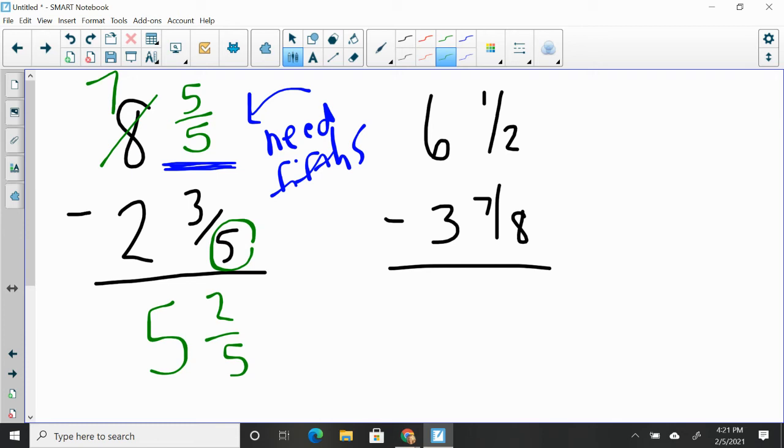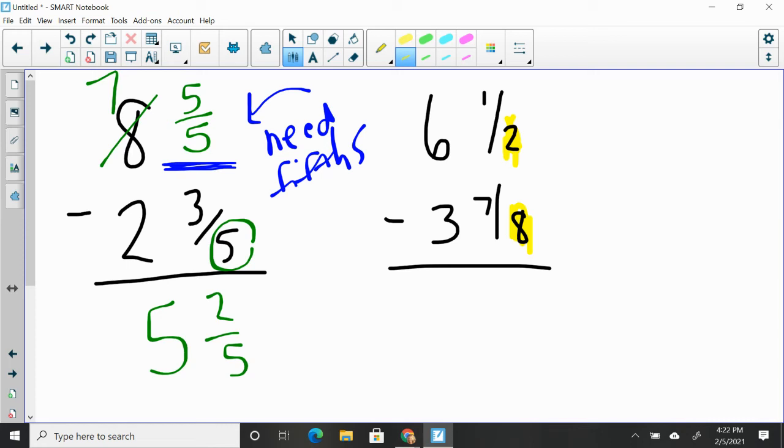So anyways, we've got 6 1/2 minus 3 7/8. So first thing I notice, I've got two mixed numbers. I am subtracting and I have unlike denominators. So I am going to come up with the common denominator. And in this case, 8 is going to be my common denominator. It is a multiple of 2.